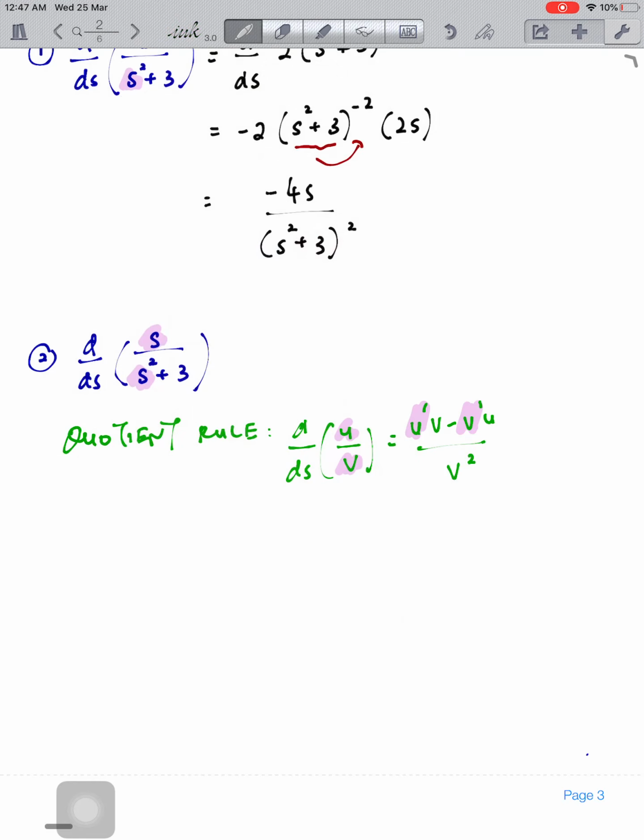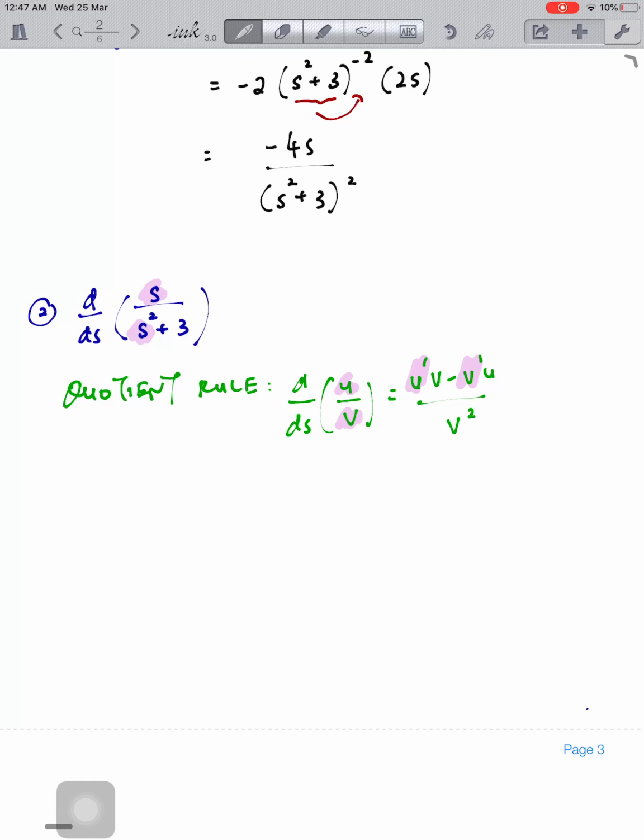Okay, so now let's start with applying quotient rule to our function. So I'm going to have d over ds of s over s squared plus 3. So therefore what happens is that at the top right here, this is going to be my u function. My v function is going to equal s squared plus 3.